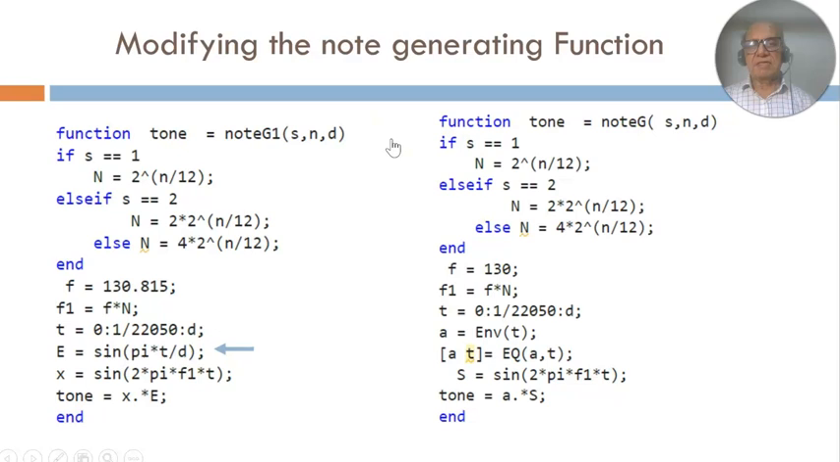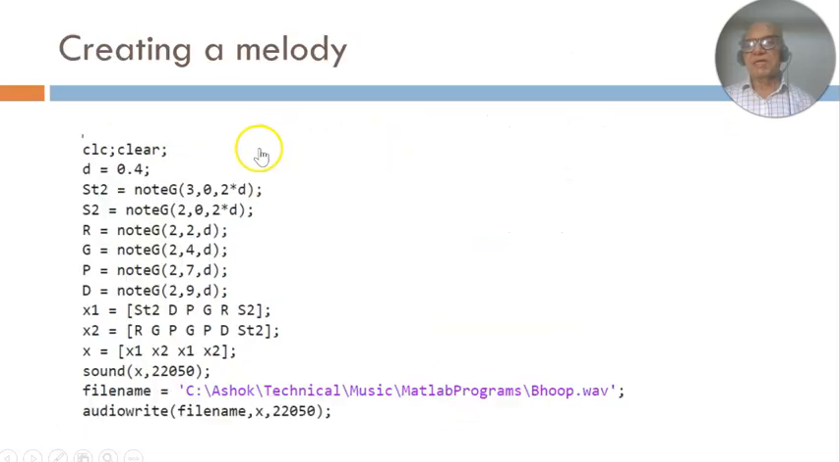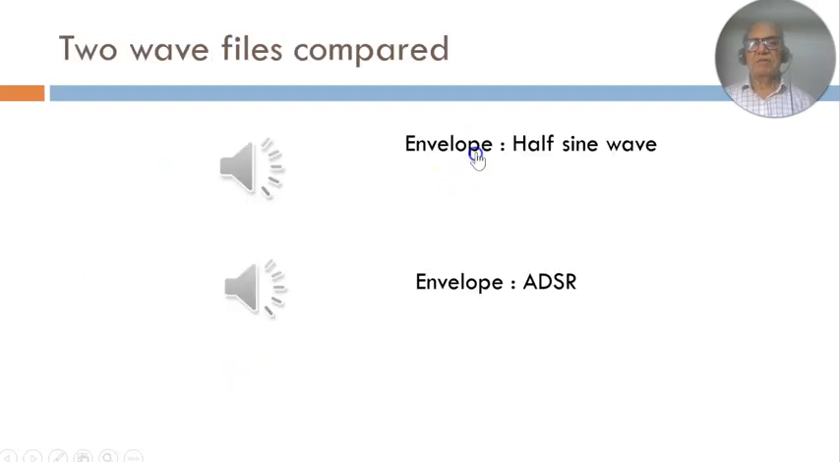So let us now see how to generate a melody. Again, this is the program we have already studied, and it's the same program that we are using, except that in our previous example we had used the function note G1, which was having a half sine wave for the envelope. We now use consistently note G, and then it is the same melody, only thing it will sound slightly different. So let us see how it sounds.